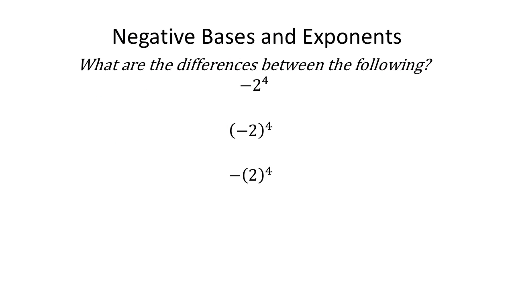All right, negative bases and exponents. So we talked about exponents, but when the base itself is negative, right? The base is this number that is being multiplied by itself. The exponent tells us how many times it's being multiplied by itself. But the way these are written will determine if the answer is positive or negative.